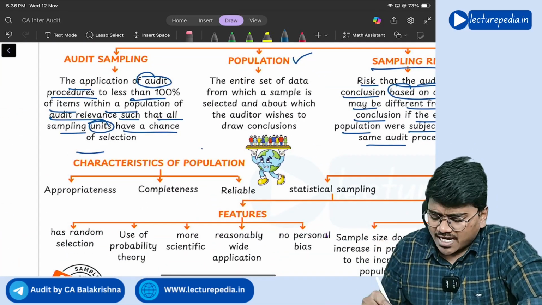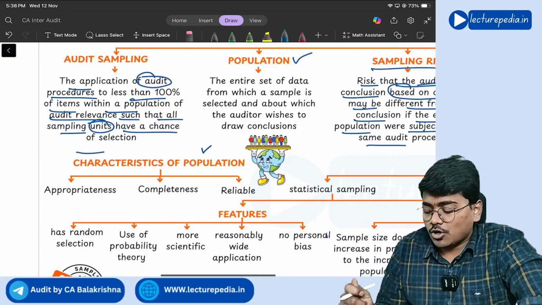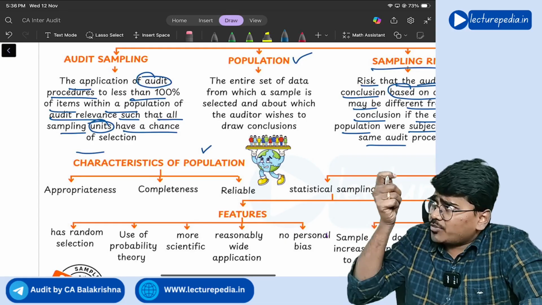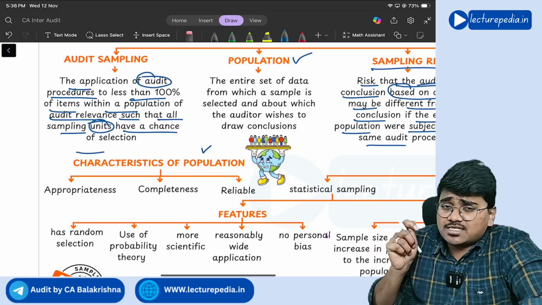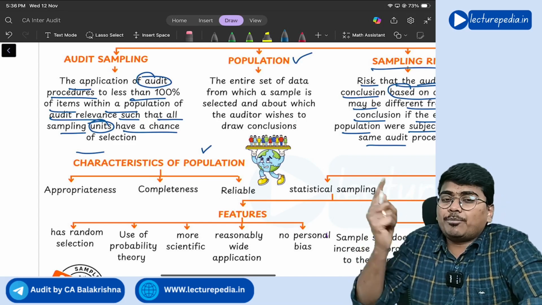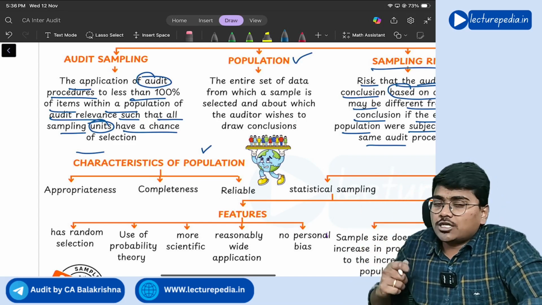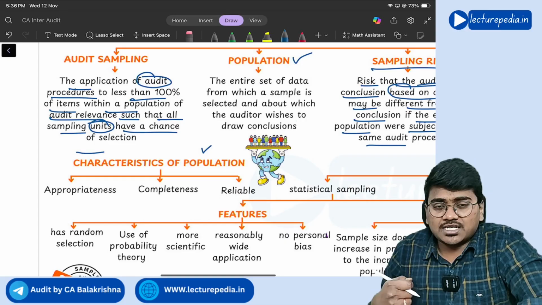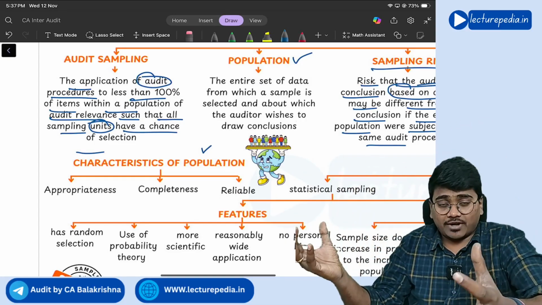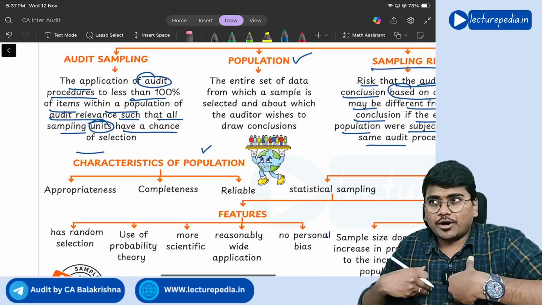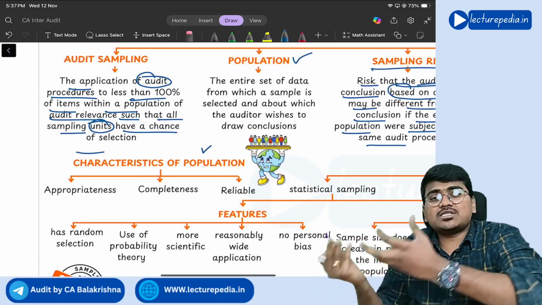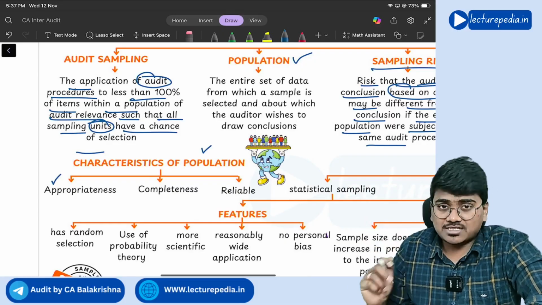Next, characteristics of population. What characteristics should be there in the population? From the population you are selecting the sample, right? So the population should be appropriate. If you want to perform audit procedures on sales, then your population should be sales, right? Since you want to obtain audit evidence about the sales, your appropriate population would be sales invoices. So that is the first characteristic.